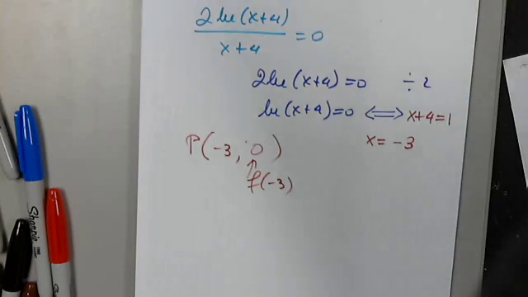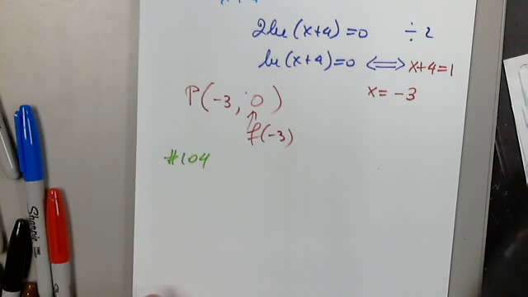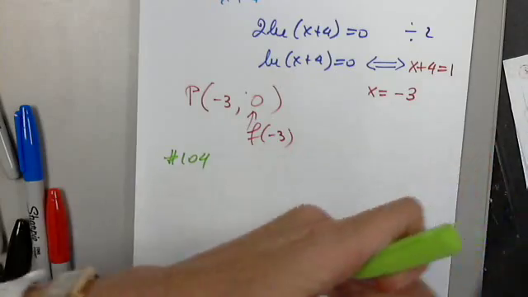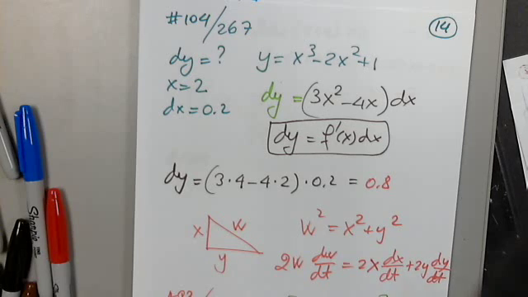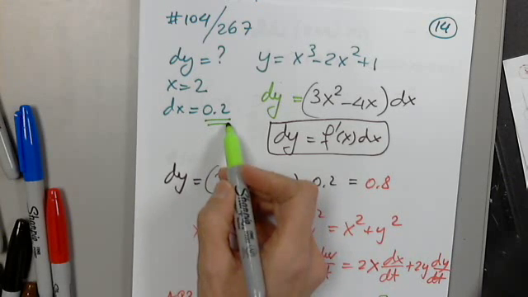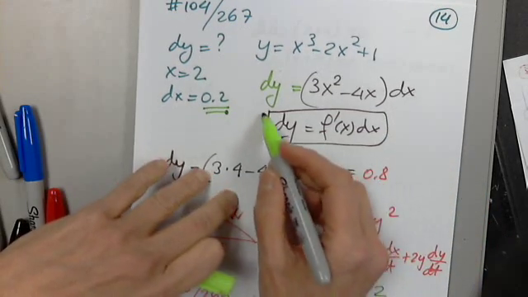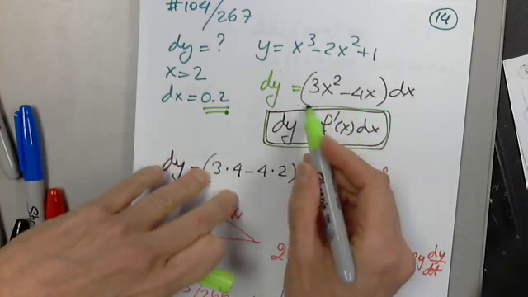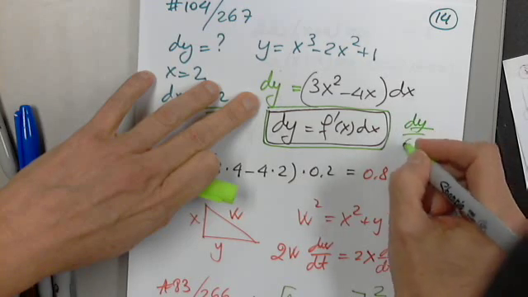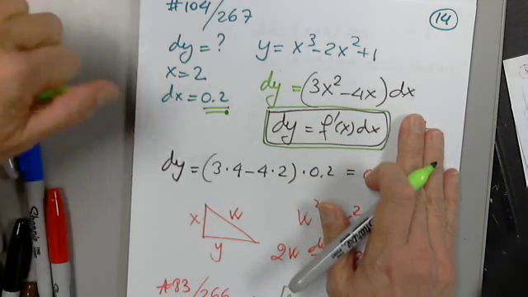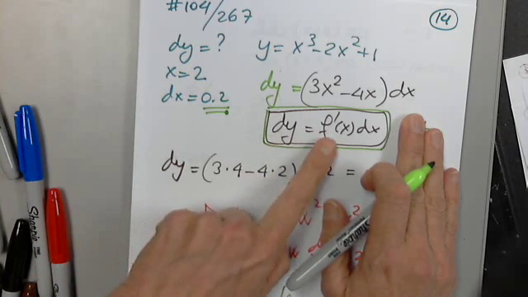So for 104, the one that we just did up there, I was wondering where you get dx from in that equation when you do dy. Well, dy is not the derivative of y. The derivative of y is dy over dx. But we are not asked to find dy over dx. We're asked to find the differential of y, and this is the formula. The differential of y is f prime of x dx.